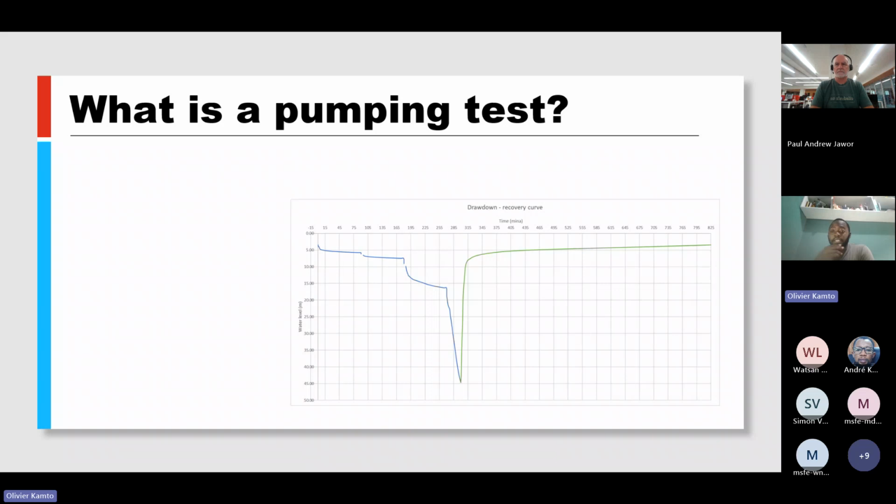Diving into the subject matter, then we would start by pumping test, and I would like to ask, can anyone tell us what he or she thinks is a pumping test for a borehole. You could write in the chat. You could speak up if you'd want to.